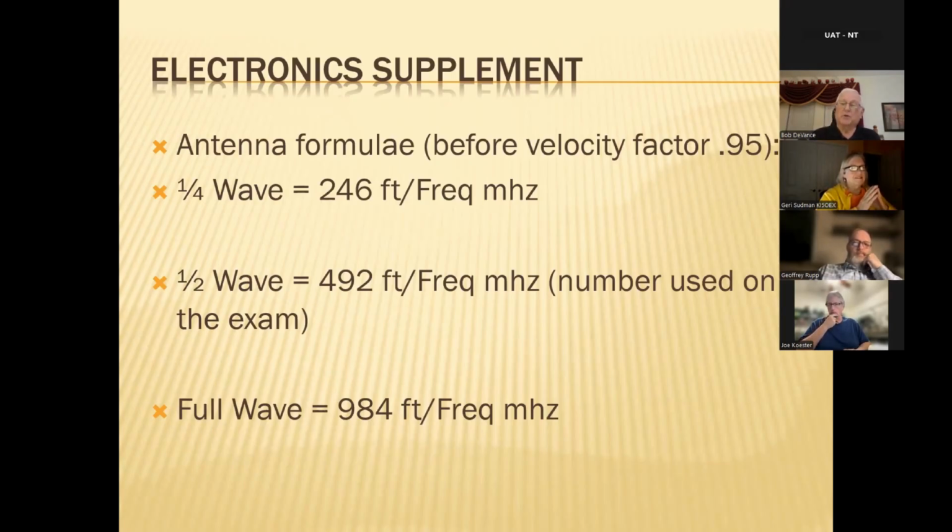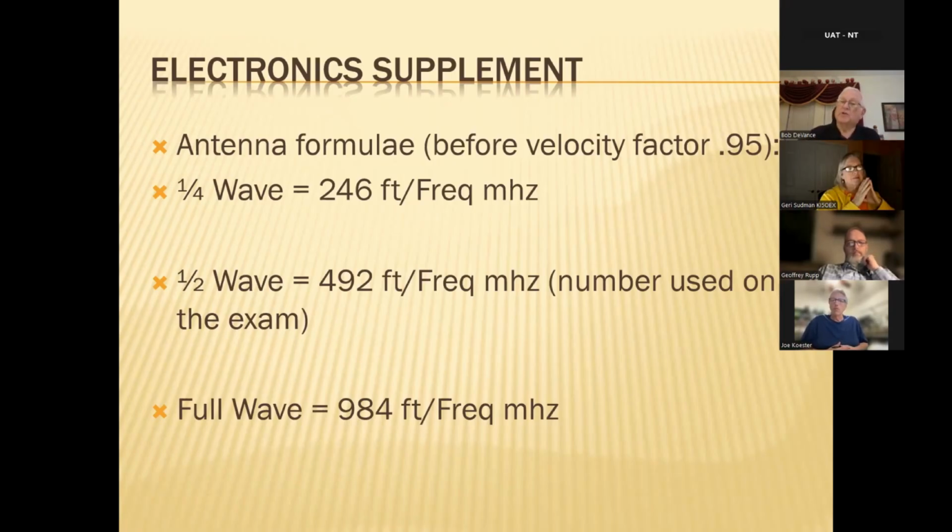The 492 does not take into account the velocity factor of a feed line. When a signal goes through a feed line, coax, whatever it is, it's retarded just a little bit. It's slowed down just a tiny bit. So most places we use a velocity factor of 0.95. So this one megahertz going through there will be slowed by 0.95. And because of that, it changes the length of the antenna. That's the idea behind that.